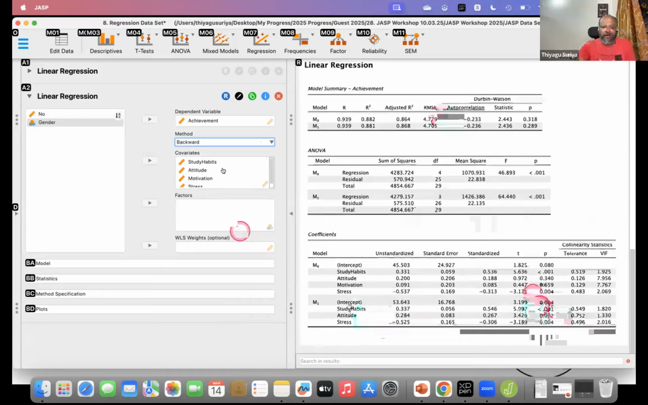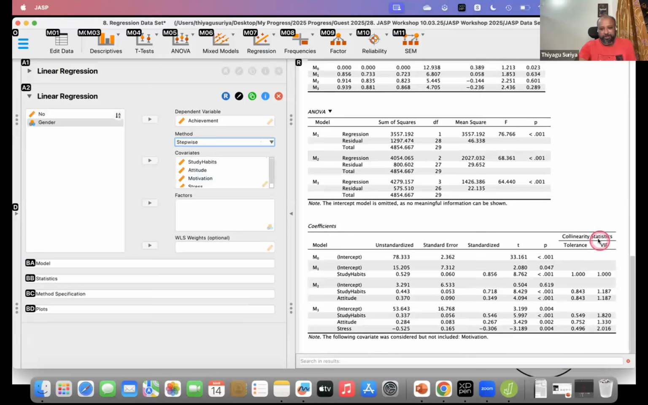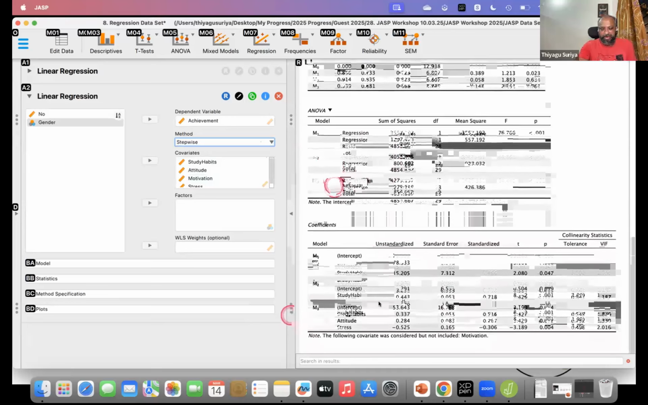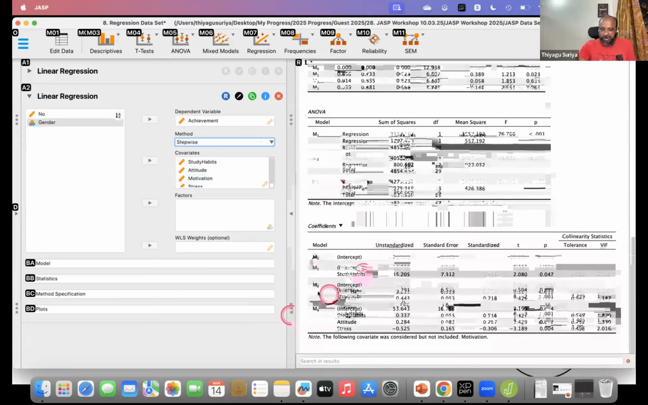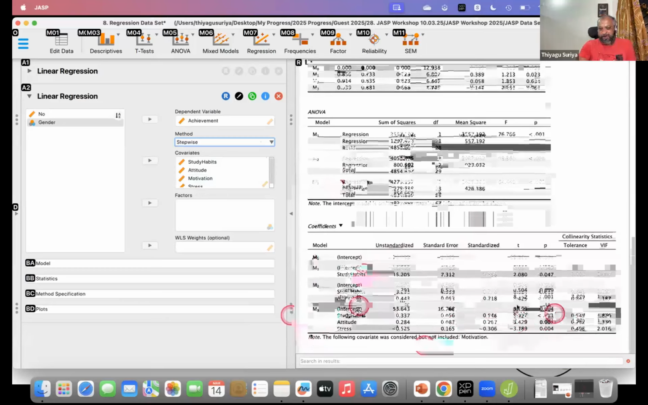Any doubts about the forward model, backward model? Any doubts? No, sir. Can we go to the stepwise model? What happens in the stepwise model? The same thing only. You can see how many models there are: M1, M2, M3, M4 is not there. Once again, which is removed? It looks the same as the forward model, motivation. Actually, in stepwise, there is both forward and backward. That's called stepwise. Stepwise has 2 models, one is a forward model, the other is for backward.